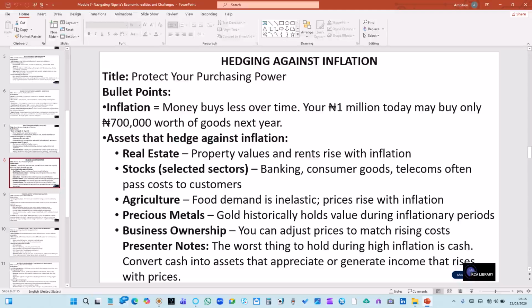Another hedge is precious metals such as gold. Gold historically holds value during inflationary periods. Another hedge is business ownership. You can adjust price to match rising cost. So when you establish a business, you can adjust your price in order to match the inflation that is prevalent in the economy. Note that the worst thing to hold during inflation is physical cash. Convert your cash into an asset that appreciates or generates income that rises with the price increase.